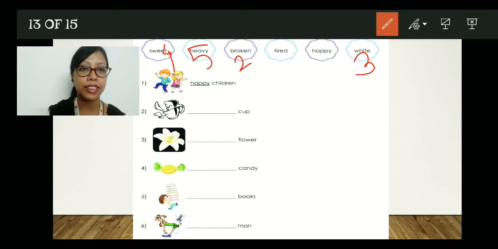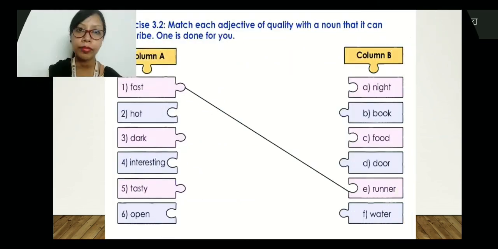Then number 6. If you can see the picture, the man is very tired, right? So dash man. So what will be the adjective? It is a tired man. So number 6 is the tired man.